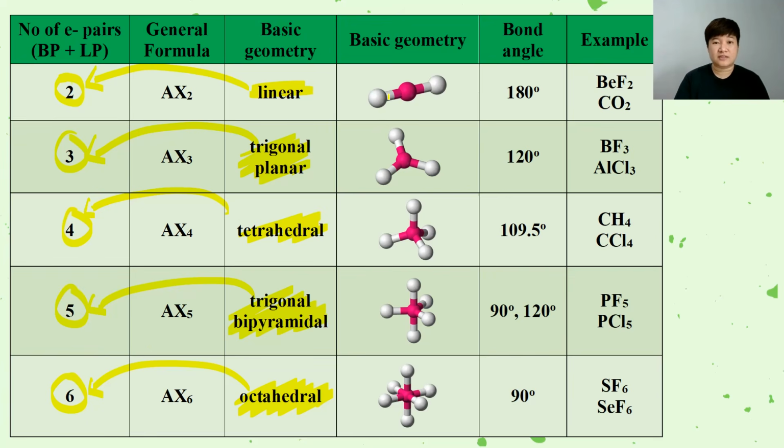A bit of tips, alright? That actually depends on the bonding. So how many bonds you have for the trigonal planar, how many bonds you have for the tetrahedral, that represents the number of electron pairs.